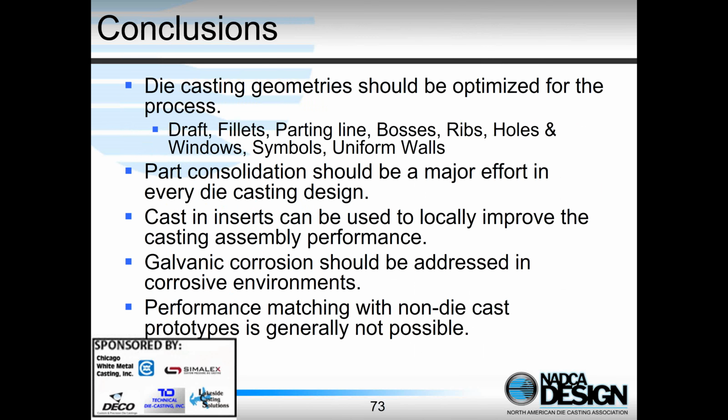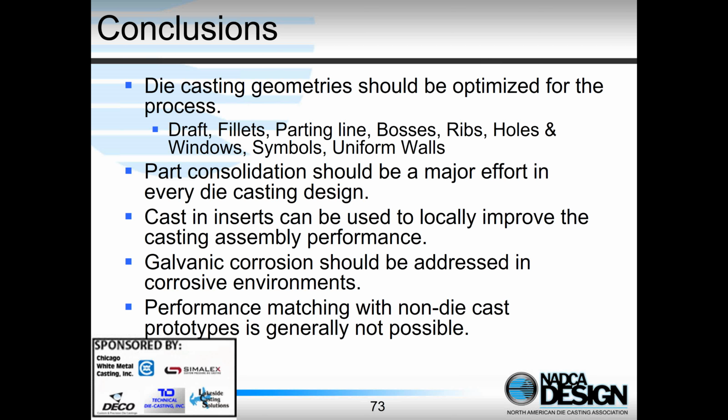So let's just run through a few conclusions here before we take questions. As we talked about at quite some length, die casting geometry should be optimized for the die casting process. We talked about draft, fillets, part inline, bosses, ribs, hole windows, symbols, and then uniform walls obviously being very critical. Part consolidation should certainly be a major effort in every die casting design. That's a huge potential way of reducing overall cost.